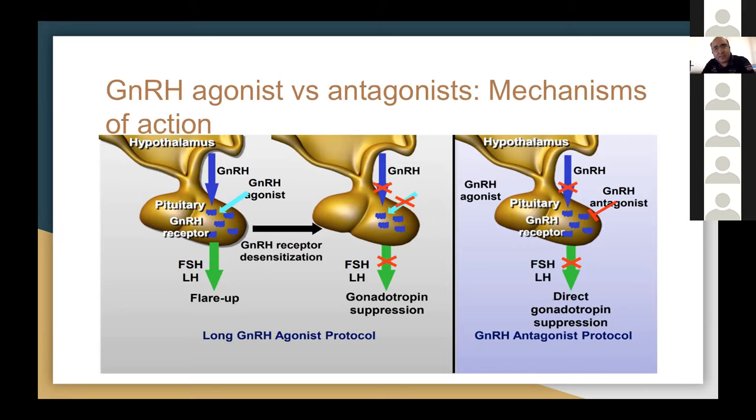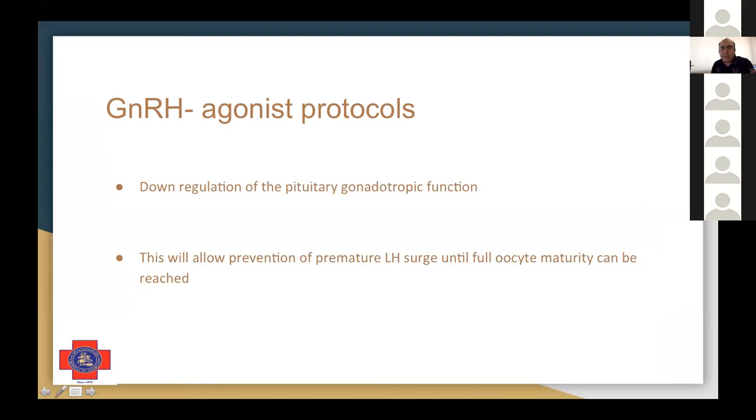A direct gonadotropin suppression with stimulation. We start usually on day 5 or day 6. Talking about the agonist protocol, we have a regulation of the pituitary gland, of the pituitary function. This allowed prevention of premature LH surge until a full oocyte maturity.